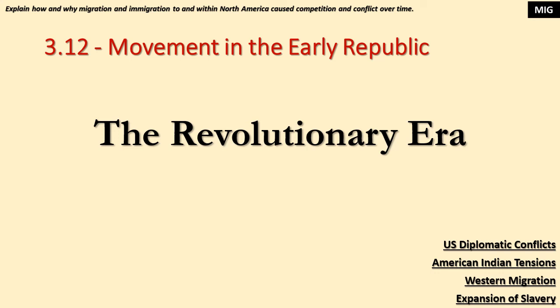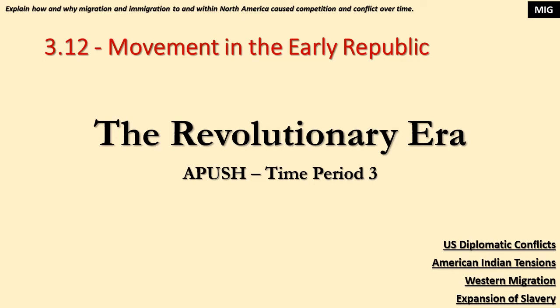So hey everybody, we're going to take a look at topic 3.12. This is about the movement of people in the early republic. Specifically, we're going to look at how and why migration and immigration in North America is going to cause competition and conflict over time. The conflict comes into like one of four categories.